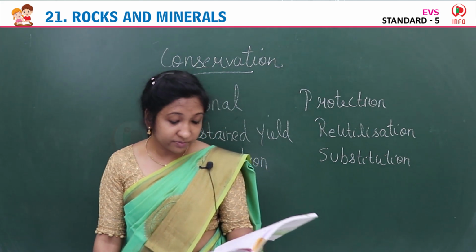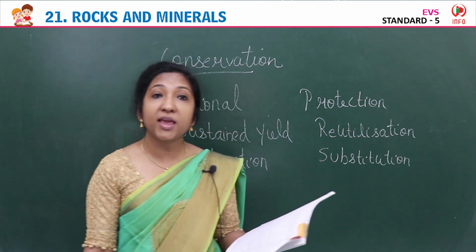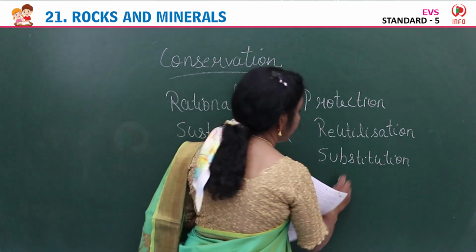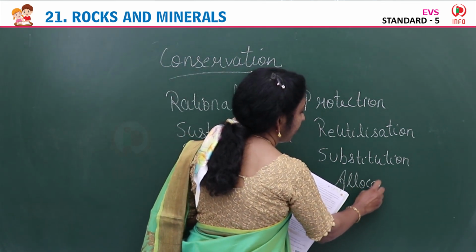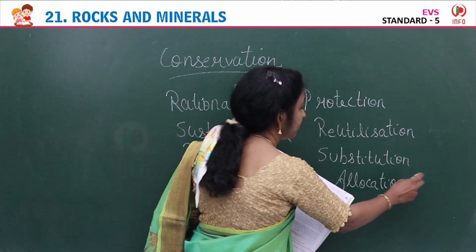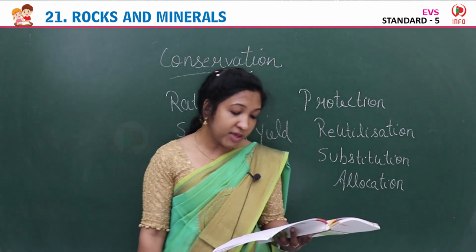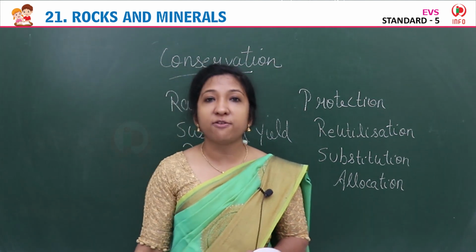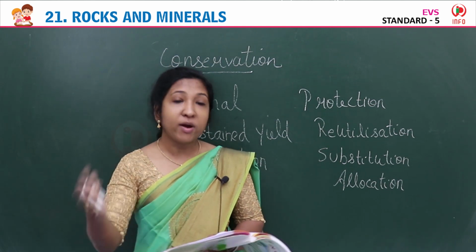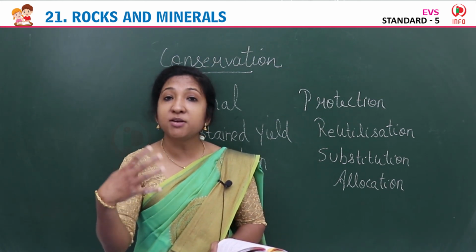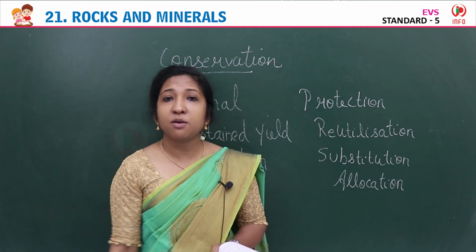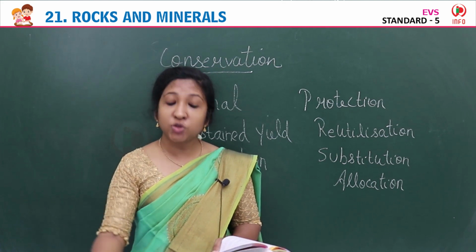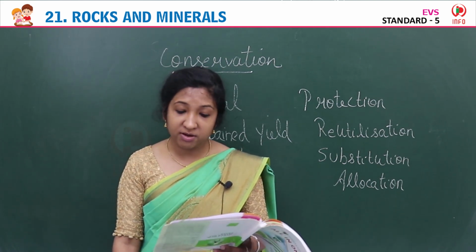Yes. Then it says allocation. Yes, so next is allocation. Under conservation of natural resources, this is also important. Allocation concerns the strategy of use, the best use of a resource. It is called allocation. Whatever resources are available, we should give them to the various means. That is the best use of a resource.